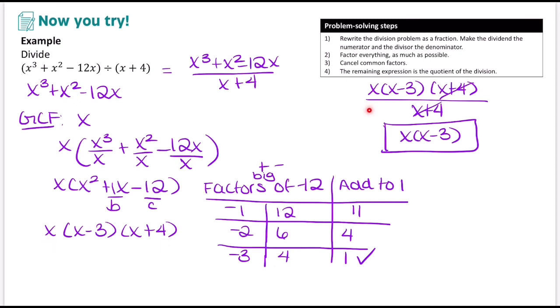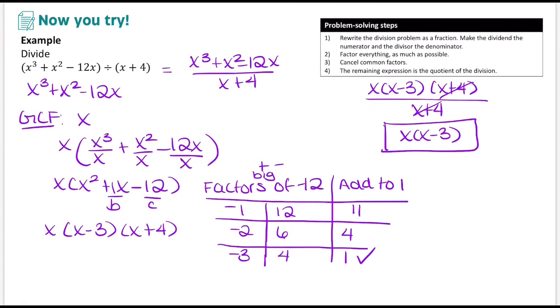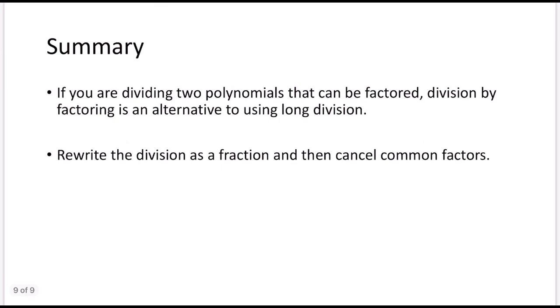When you plug this back into that original fraction, notice that the common factor of x plus 4 will cancel. So if you're dividing two polynomials that can be factored, division by factoring is an alternative to using long division. Rewrite the division as a fraction and then cancel common factors.